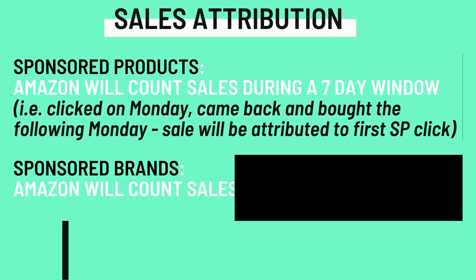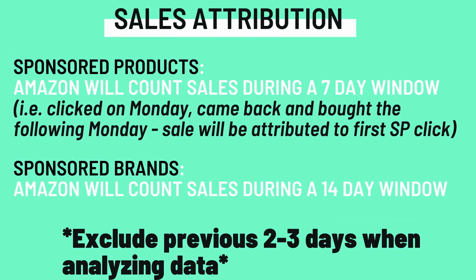In terms of determining what sales actually come from these various Amazon pay-per-click campaigns, first of all, with sponsored products, Amazon will typically count sales during a 7-day window. So let's say that I clicked on a product on Monday, and then I came back the following Monday, 7 days later, and actually bought the product. A sale is going to be attributed within that 7-day window if I clicked on an ad 7 days ago. So there is some delay that tends to happen.